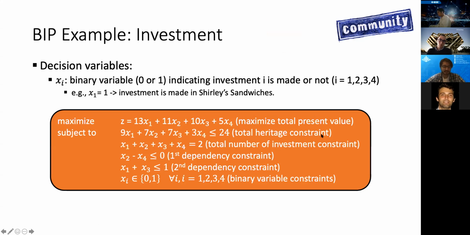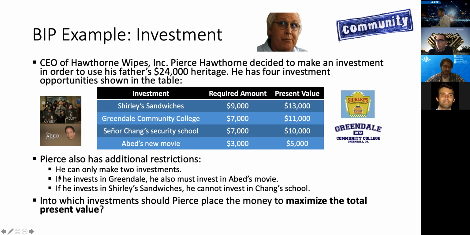Total heritage constraint. So Pierce has $24,000 he inherited from his father. So we need to put a constraint on the total amount of investment he should make, okay? So we have the total number of investment constraints. Where does it come from? He can only make 2 investments, which means that the sum of the decision variables should be equal to 2, okay?